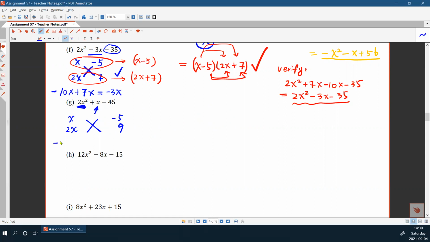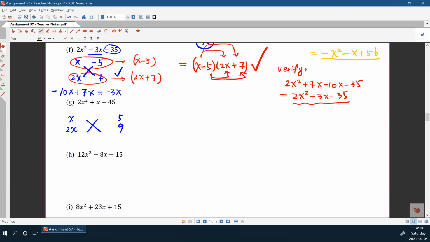2x by minus 5 is minus 10x. And x by 9 is plus 9x, which gives you minus x, which is not the term in the middle, right? So in this way, it's not working. The trial is not correct.